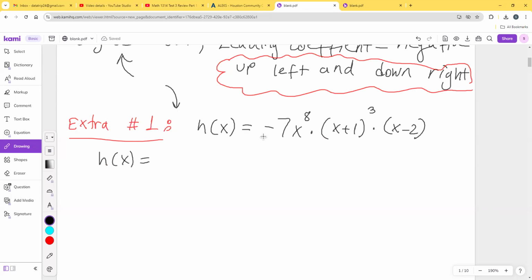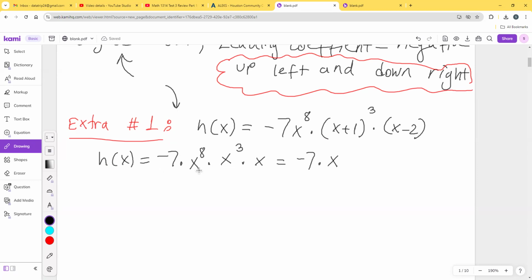Do we need the -7? Yes. Do we need x to the 8? Yes. From x plus 1, which one do we care? X, and we're going to raise x to the what power? Third power. And from x minus 2, which one do we care? X. The only number we see here is -7, so there's nothing else to multiply by. So we're just copying the x. And then copying the -7.